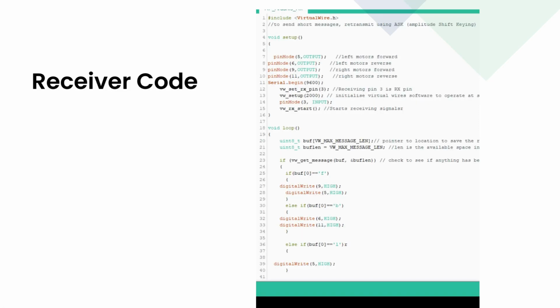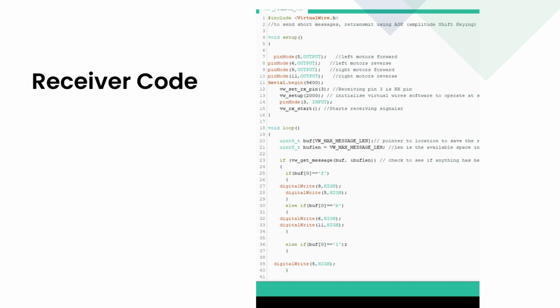Next, we have the RF Arduino RX code. Here we have used the VirtualWire.h library, set the pins as 5, 6, 9, 11 for the motors, and we have used the vw_set_rx_pin as the receiving pin 3 in RX pins. Then we have vw_setup, that is initializing VirtualWire software to operate at 2000 bits per second. Then we have set 3 as the input pin and used vw_rx_start to start receiving signals.